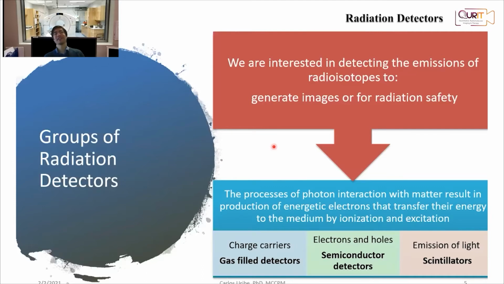So we have several groups of radiation detectors. For the particular case of nuclear medicine, we're interested in using the radiation to generate images, but we also use detectors in the nuclear medicine practice in the hospital. For example, we need to be careful with staff exposure to radiation, so we use detectors for radiation safety.